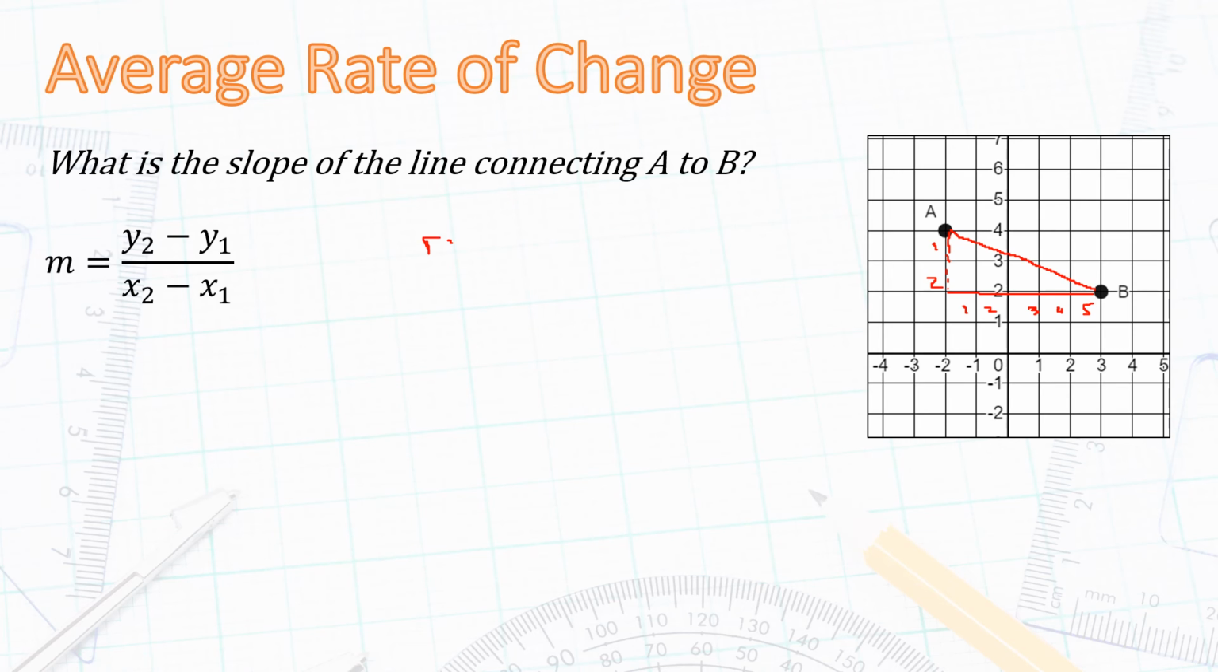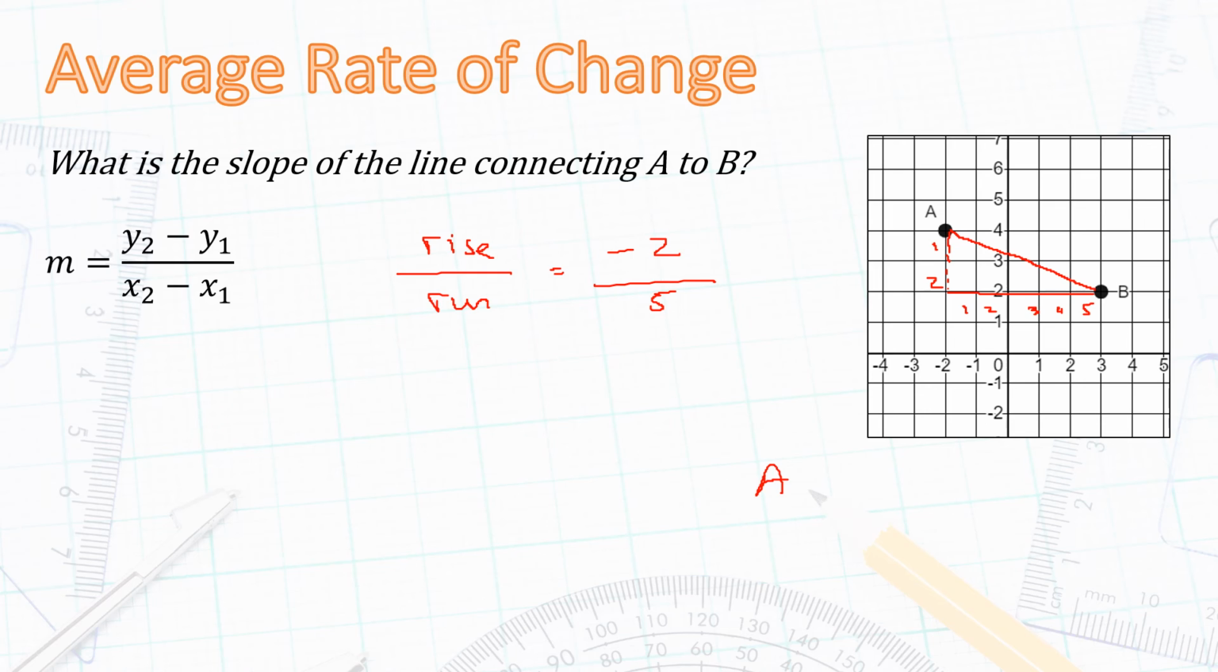So when we think of it as rise over run, down 2 is minus 2. So the rise decreased. And then the run, we went over 5, and that was positive 5 from left to right. So the slope of this is minus 2 over 5. But let's do this with the equation just to see. So it doesn't matter which point is y1 or y2, but we'll go with A first.